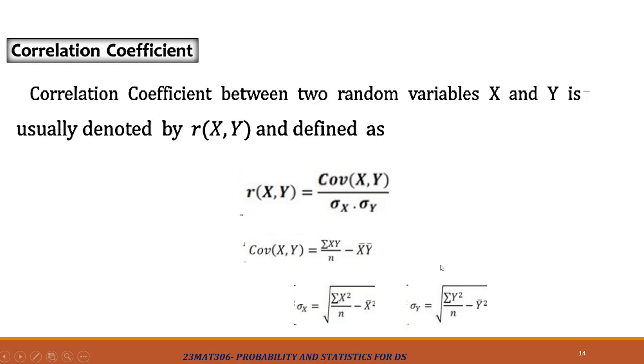Next, the correlation coefficient formula is given: covariance of x comma y divided by sigma x into sigma y. The covariance has another formula, which is equal to summation xy by n minus x bar into y bar. Sigma x is the root of summation x square by n minus x bar the whole square. Sigma y is the root of summation y square by n minus y bar the whole square. We have to use this formula also.